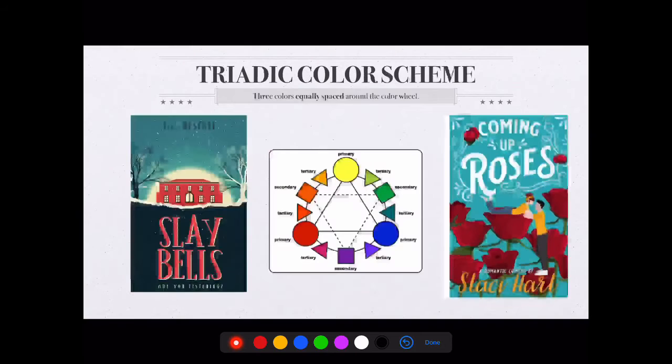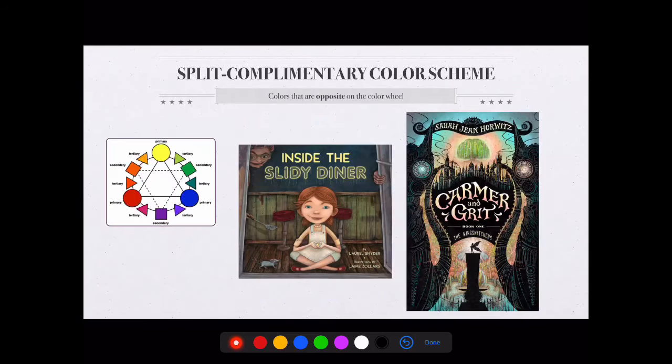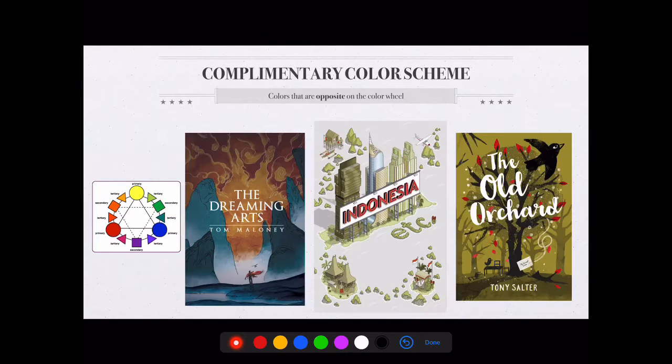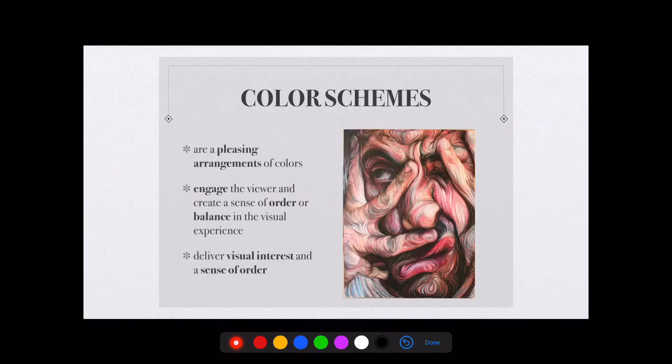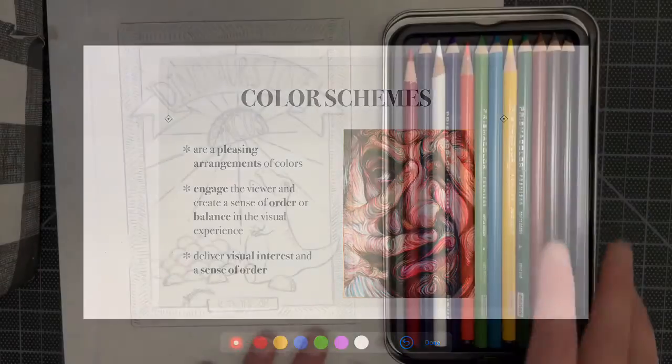You know, going back and doing something a little bit happier like the analogous, or you know, you can make split complementary, or any of these color schemes work for your chosen audience. So just make sure that when you choose your colors, that they follow that color scheme, so it's a pleasing arrangement. You're adding that sense of order and balance to the composition, and it's not going to look too chaotic.